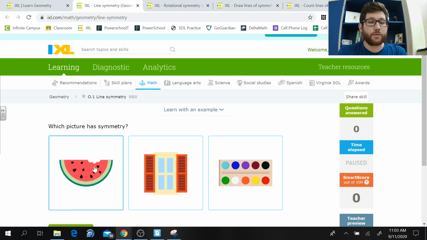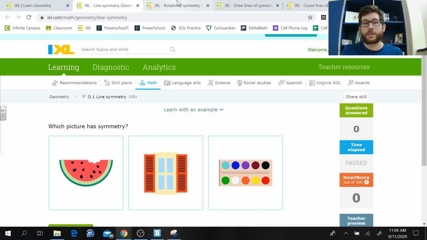So the first one says which picture has symmetry, and so you can check and see which one seems to have symmetry. And this one, I think, you'd end up with the windows, right? You could draw a line and the windows would match up. This board might be tempting because it looks like it has symmetry, and in shapes it does, but it doesn't in colors. So the colors do matter here.